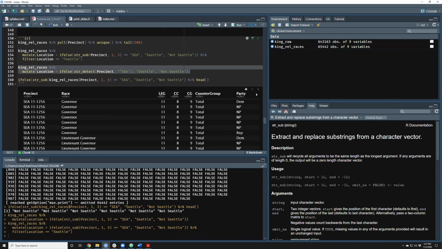If the caret's not there, does it just detect then for the sequence SEA anywhere in? Okay. Yeah. So this is a really good point, you want the caret there to look in the front.